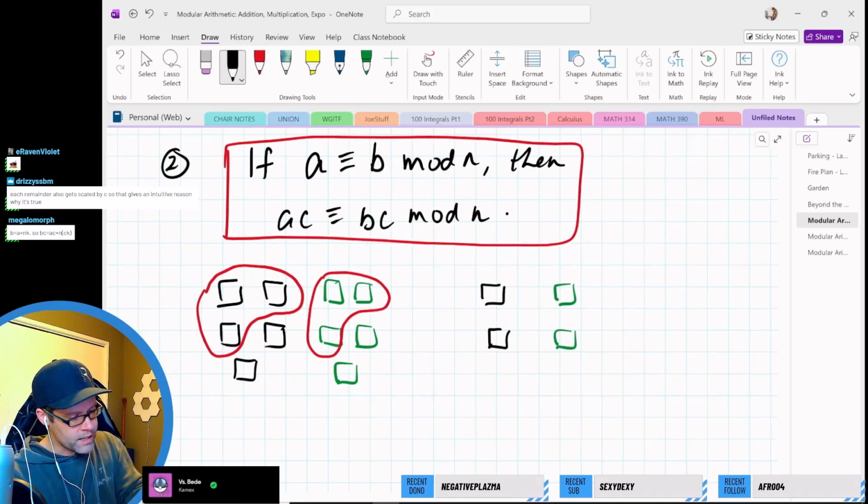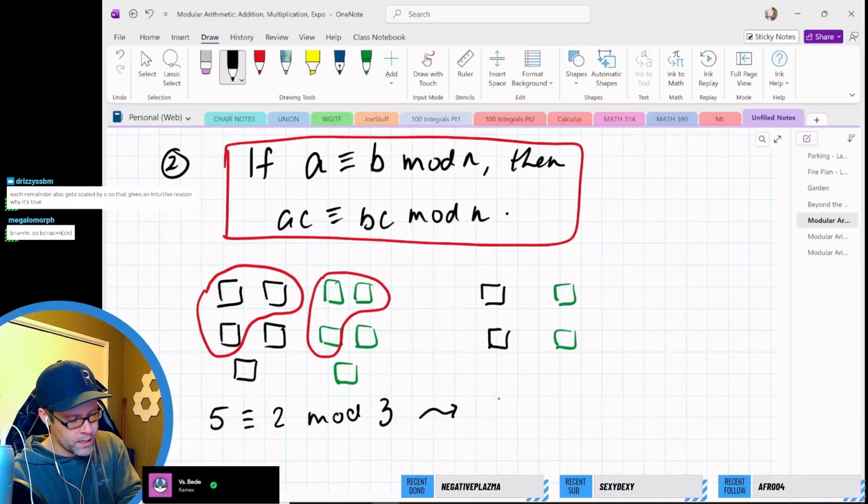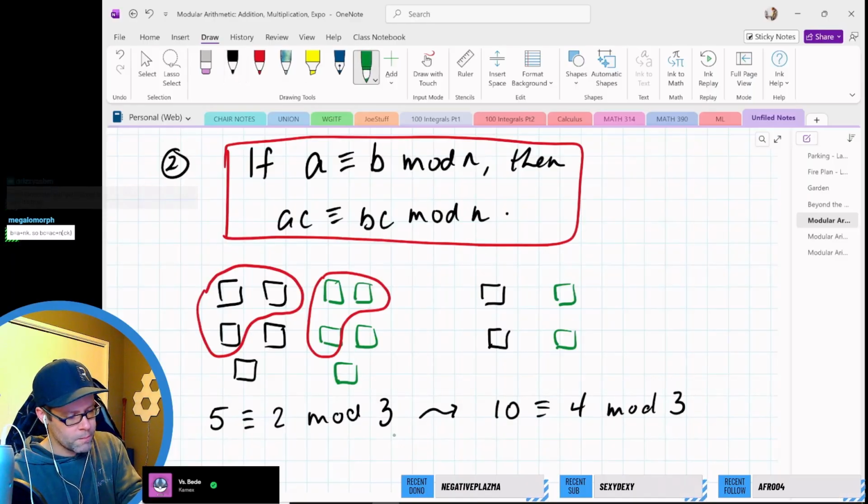And maybe I'll just write down what we have here. We started with 5 congruent to 2 mod 3. And we showed that if we multiply both sides by 2, the updated picture is 10 congruent to 4 mod 3. What we did as we transitioned from the first one to the second one was just make 2 copies of each picture.